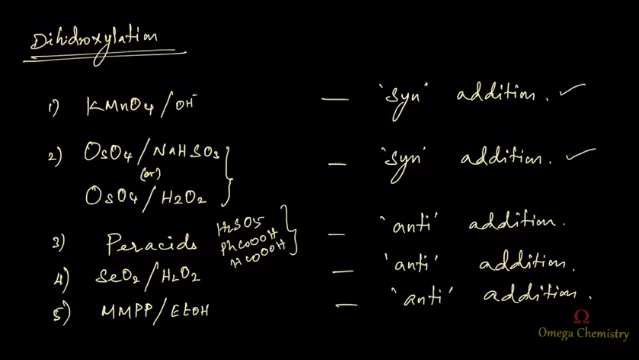And MMPP in the presence of ethanol. MMPP stands for magnesium monoperoxyphthalate, and in the presence of ethanol it will also cause anti-addition. So if you can remember the kind of addition that is going to be caused by these reagents, it is easier for us to predict the stereochemistry of the reaction, because such questions have been asked frequently.